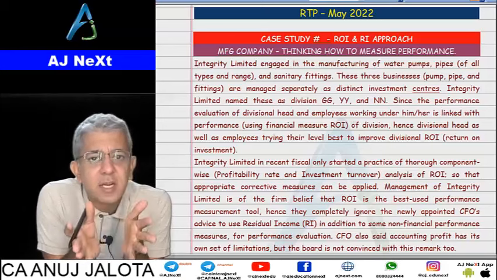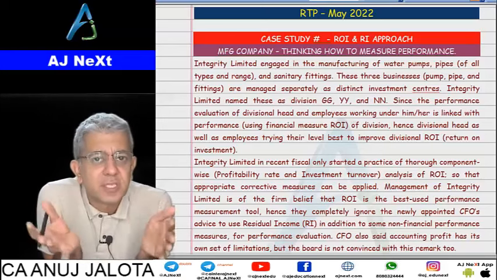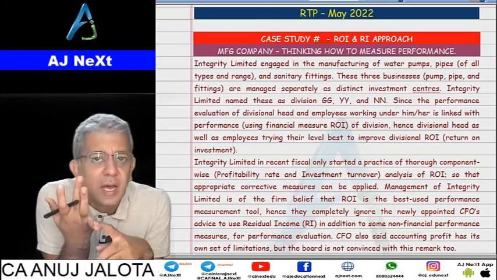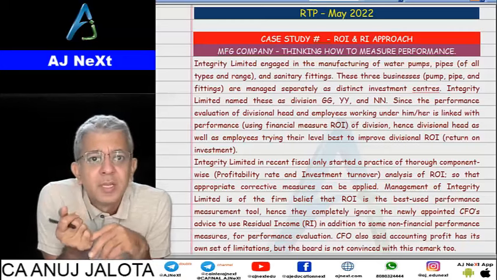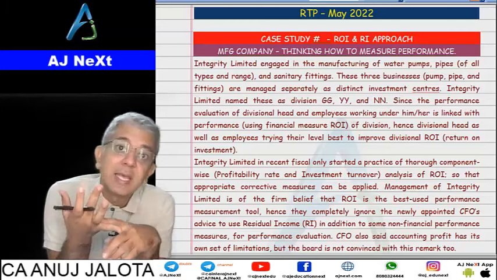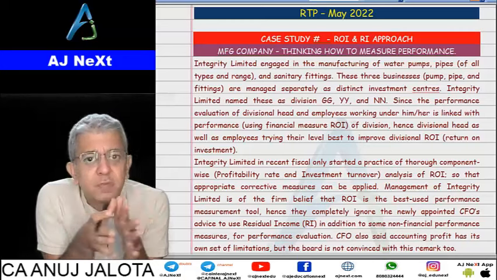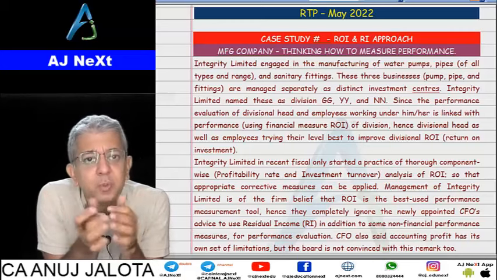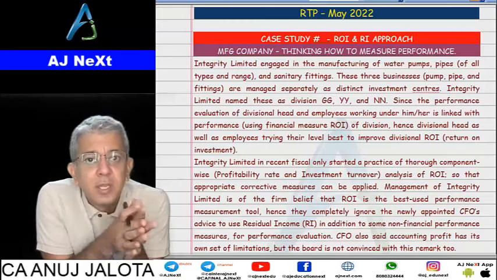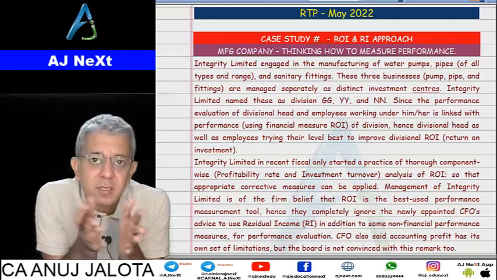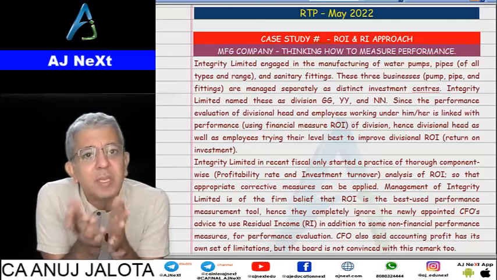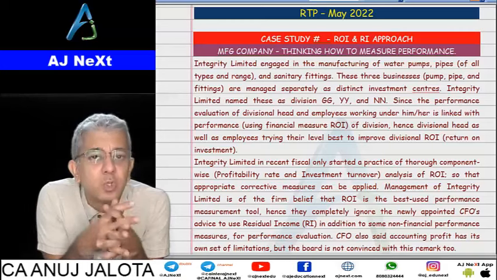Now, this year's RTPs that have been released is a mixture of all the chapters. It starts away with the RI and ROI approach. That is there in chapter number 8 also, that is there in internal pricing also. Nice question whereby some missing data is there. First you compute that data and then try to be commenting. Then you have a question on ethical considerations of mobile manufacturing companies making the batteries which are going to burst. We are thinking what should be done.